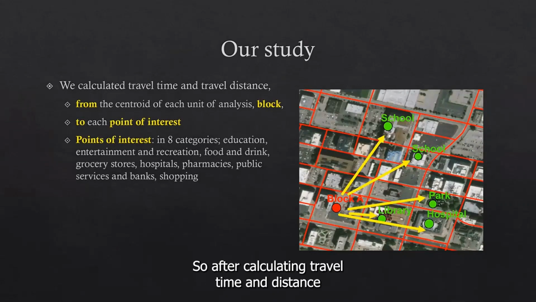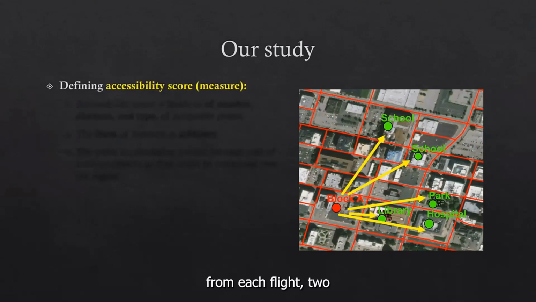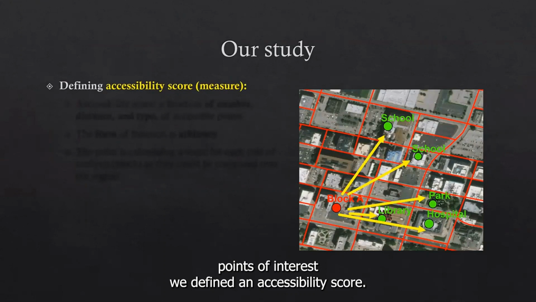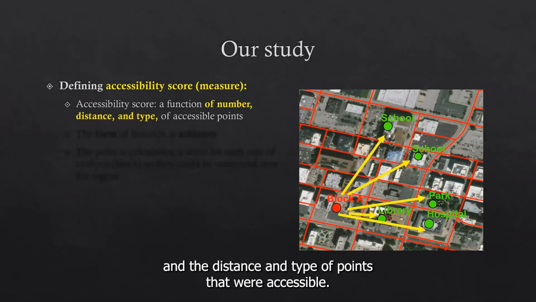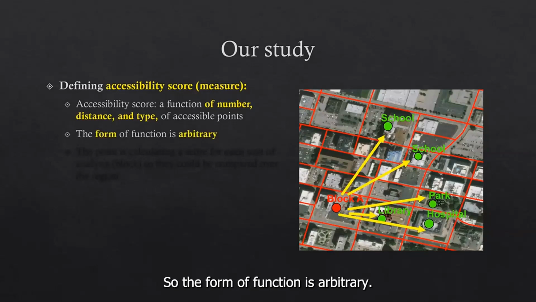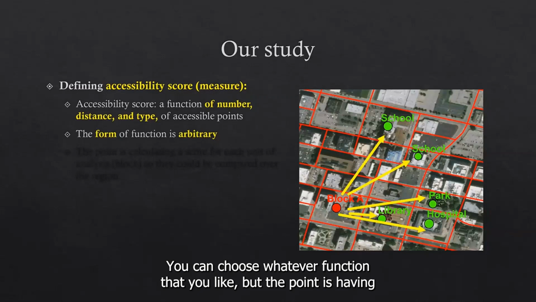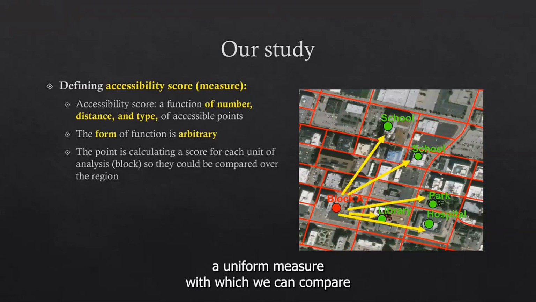So after calculating travel time and distance from each block to our points of interest, we defined an accessibility score. And the accessibility score that we defined was a function of number and distance and type of points that were accessible. So the form of function is arbitrary. You can choose whatever function that you like, but the point is having a uniform measure with which we can compare the blocks over the region in terms of their accessibility.